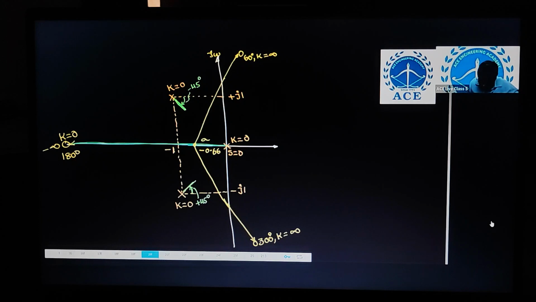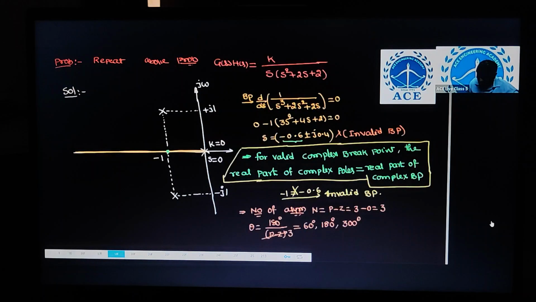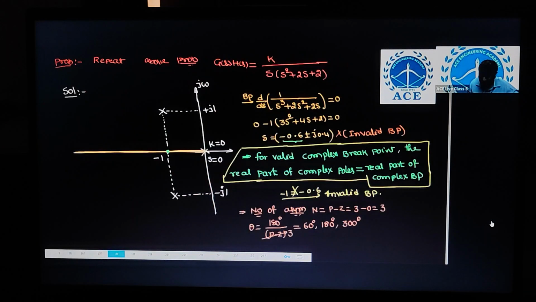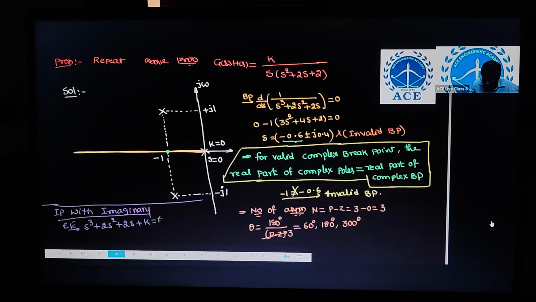Find the intersection point with the imaginary axis using the RH criteria. Intersection point with imaginary axis; the shortcut can be used. Come on, tell the answer. So what is the characteristic equation? s cube plus 2s square plus 2s plus k. Internal product 4, external product also 4. So that means k marginal is 4.